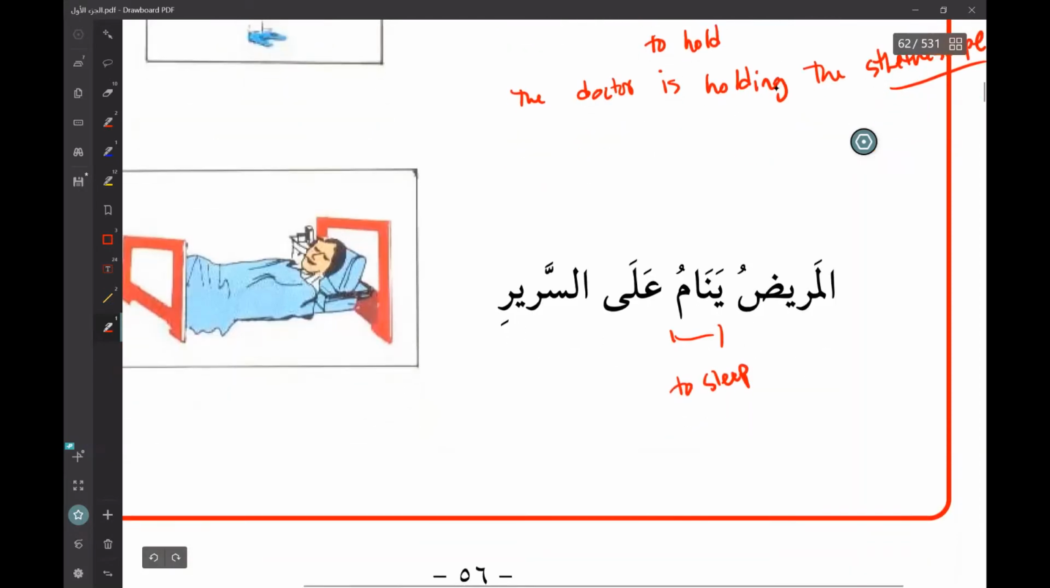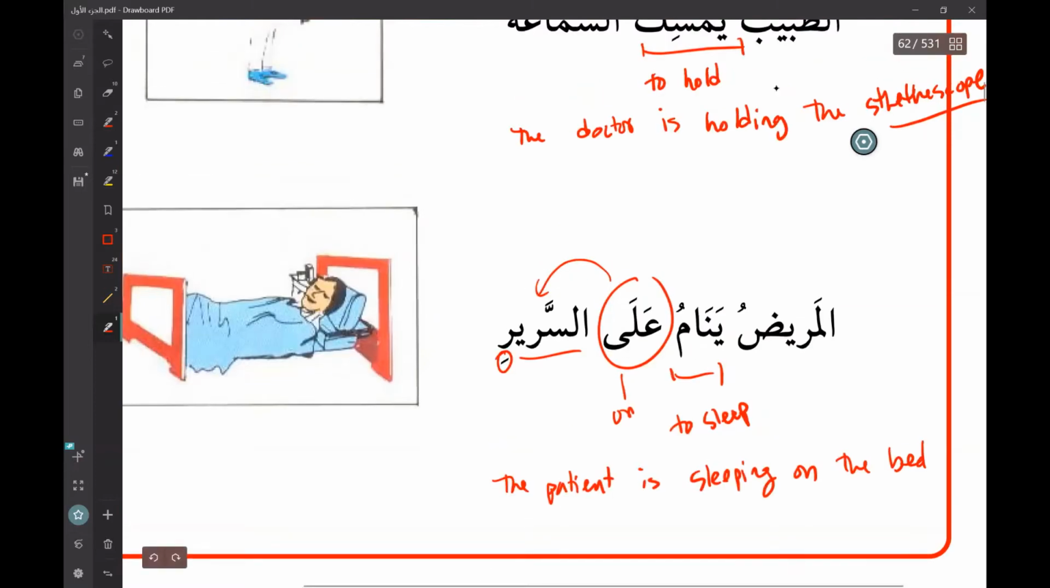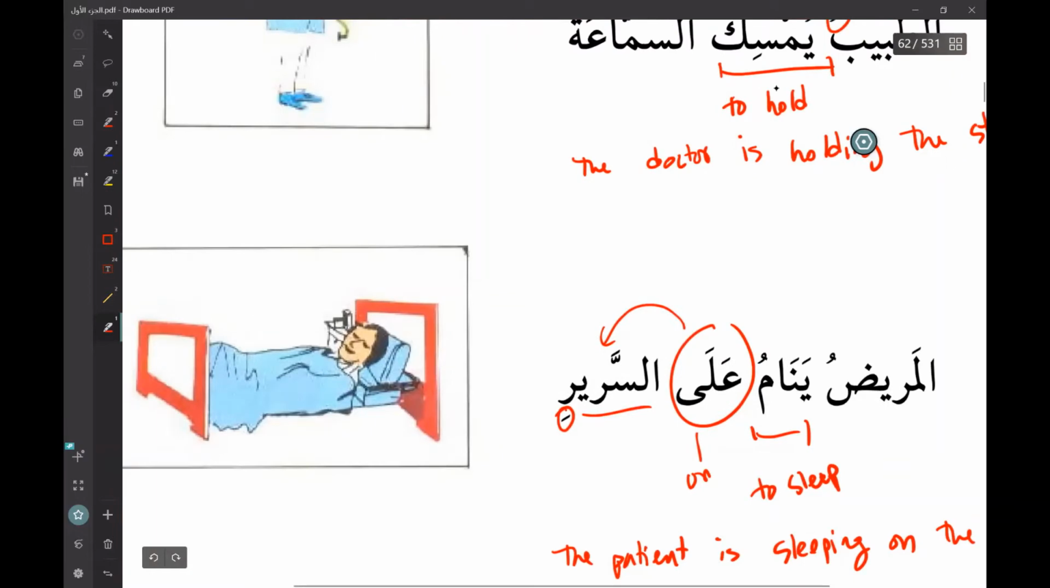So the sick person, the patient, is sleeping on... we have ala. Ala is on as-sarir. Why do we have kasra here? Because of the preposition, right? On the bed. Okay. Now we should be quite comfortable with some of these grammar rules. So when we have a preposition, we put kasra, right? We've studied those in unit 1, right?